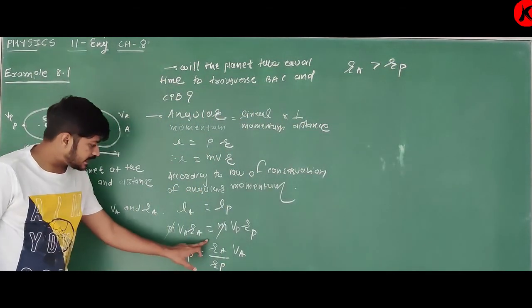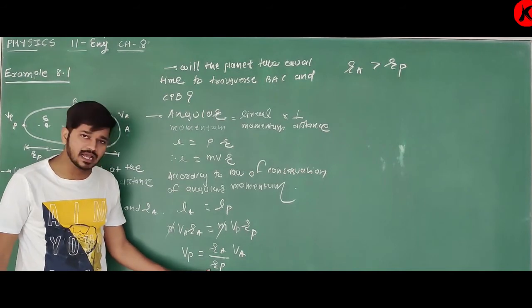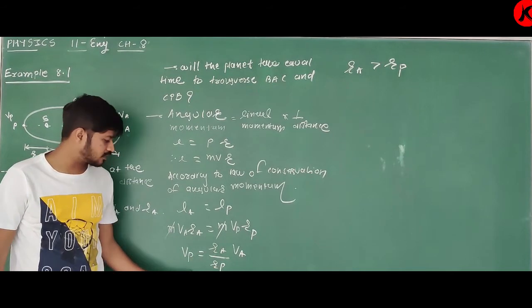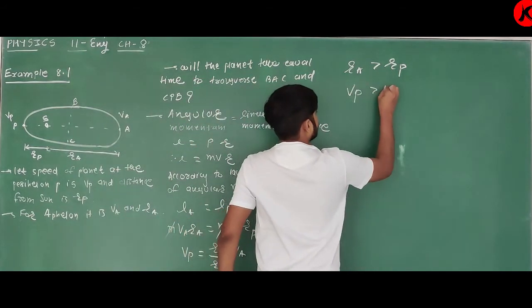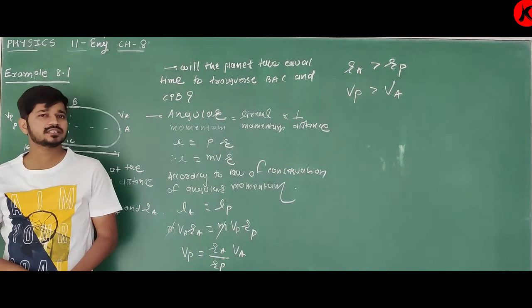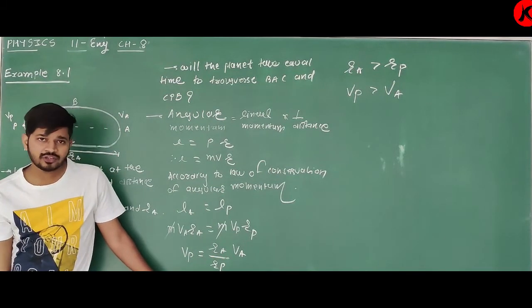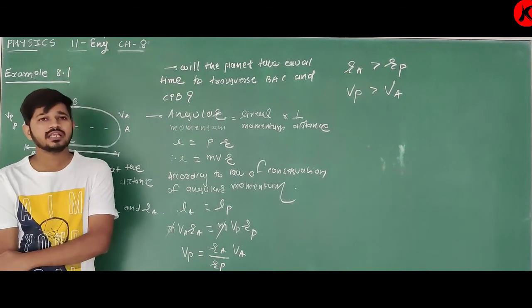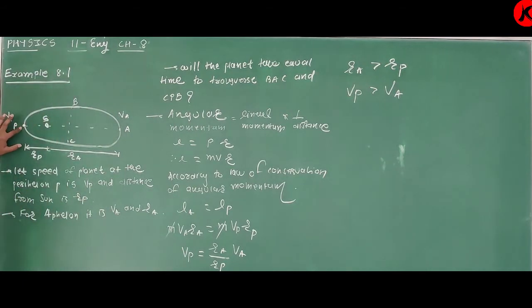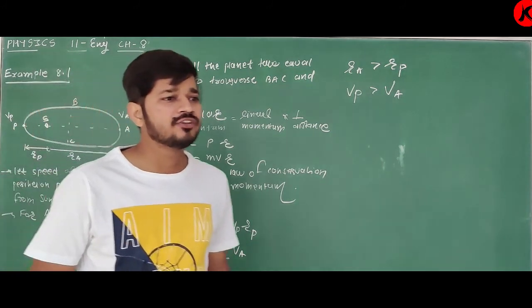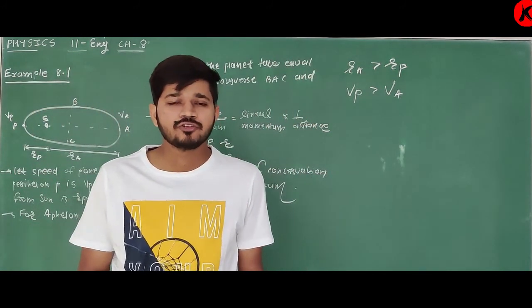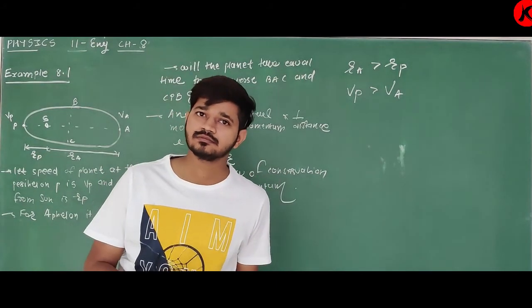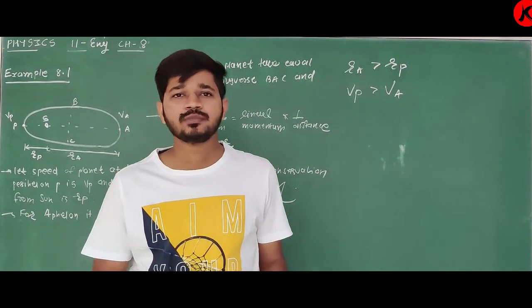Yes or no? So if RA is greater than RP, then this ratio is greater than 1. Then obviously VP is greater than VA. Do you understand? If RA is greater than RP, then VP is greater than VA. It means when the planet is at perihelion, its speed is more than its speed at A. And now you know the relation of speed with time. If speed is more, time is less. Yes, it will take a small time.